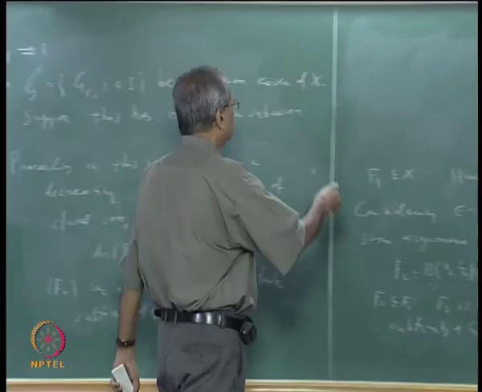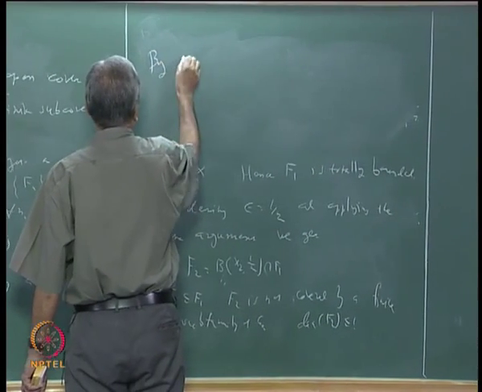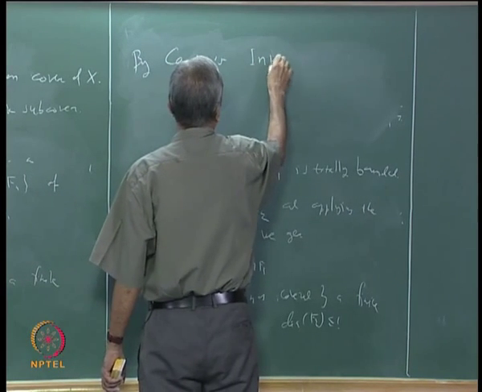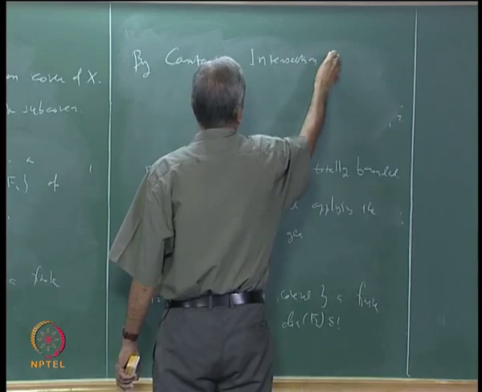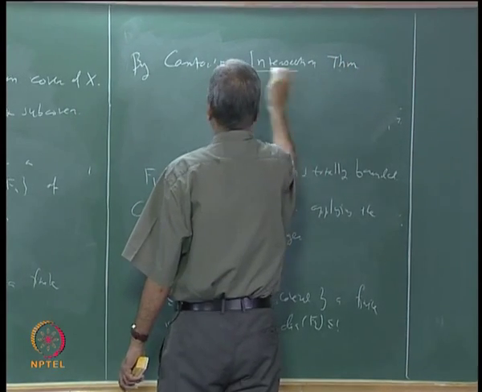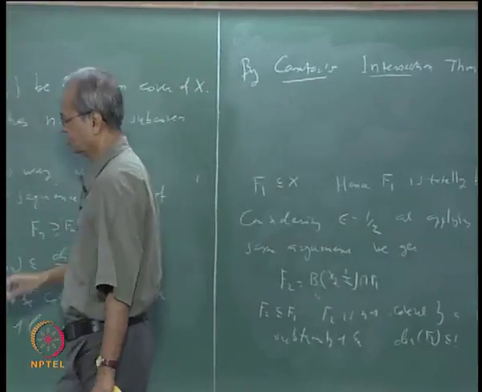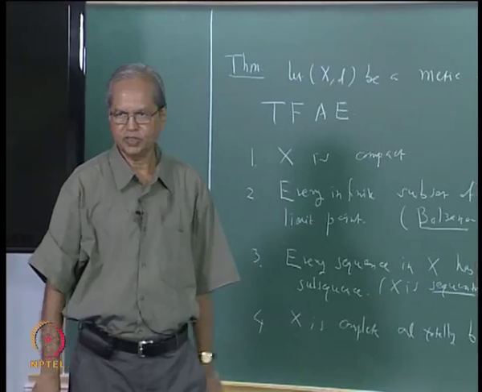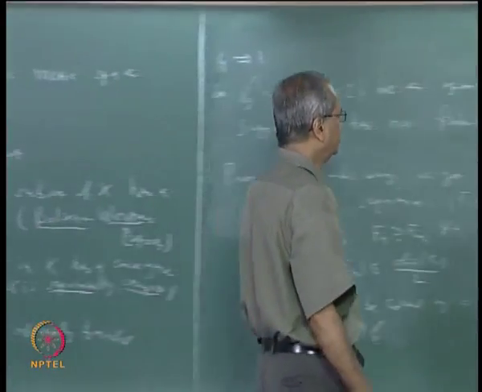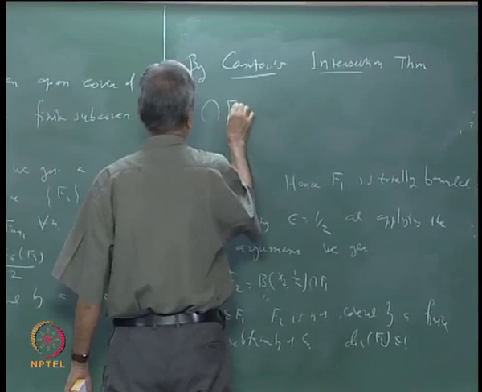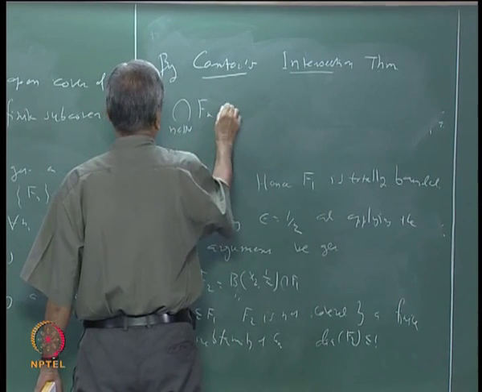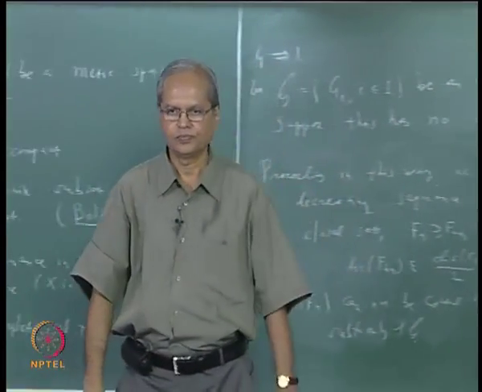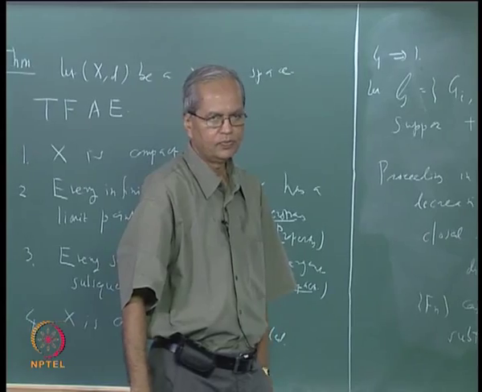So by Cantor's intersection theorem, remember it is important here to know that X is complete, because only then can we use Cantor's intersection theorem. It is not true in incomplete spaces. So by Cantor's intersection theorem, the intersection of all these Fn is just a singleton set X.